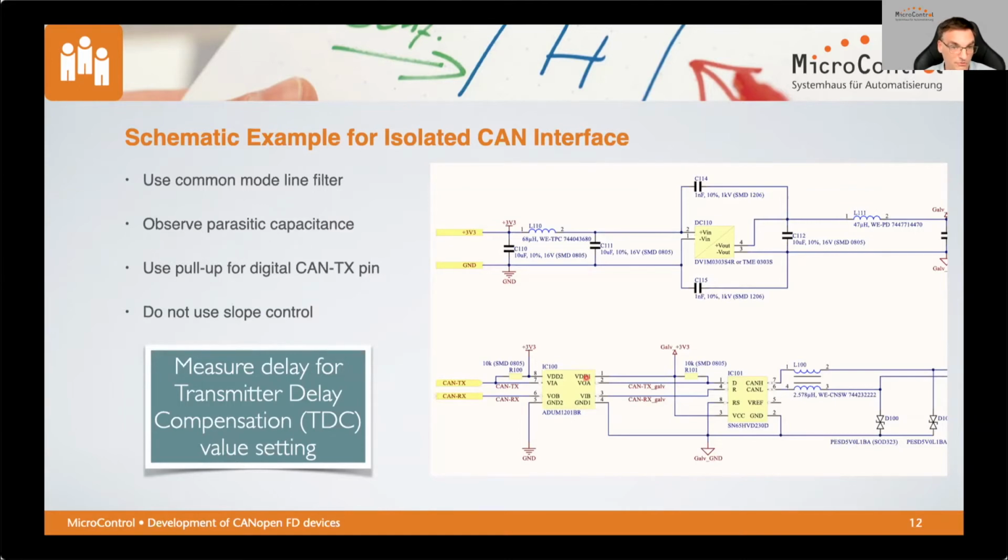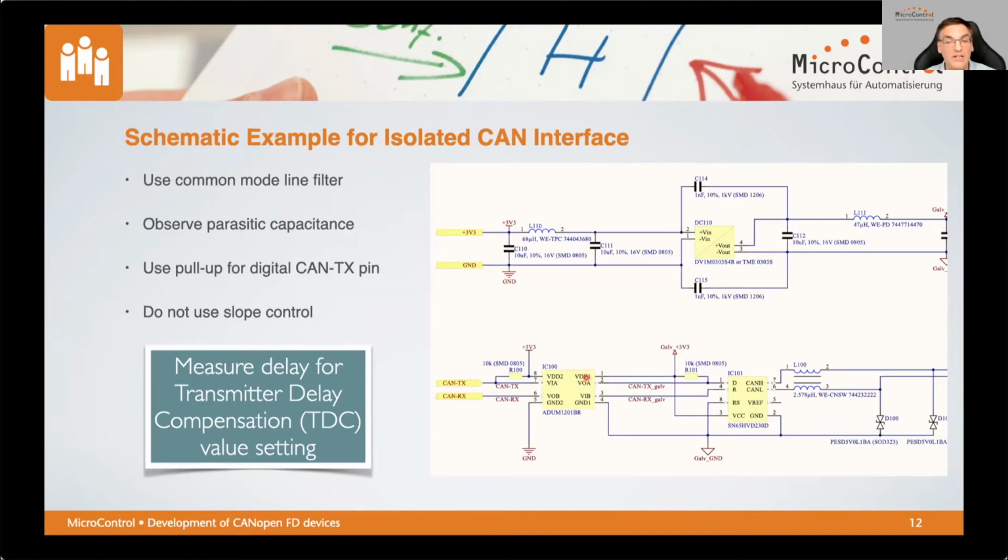From my point of view, a common mode line filter saves your life. If you don't have that, you're in trouble. You will see that especially when you're doing EMI testing. The second important point, and especially important now for CAN FD and CANopen FD, is that you have to observe parasitic capacitance.